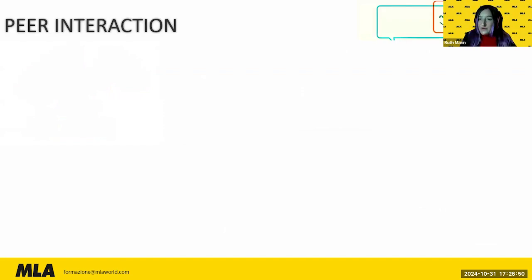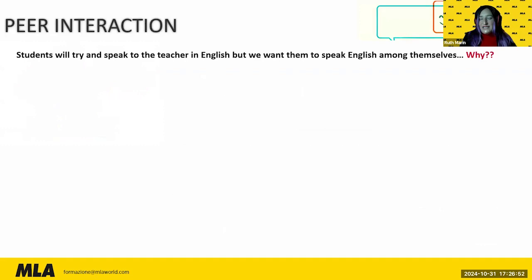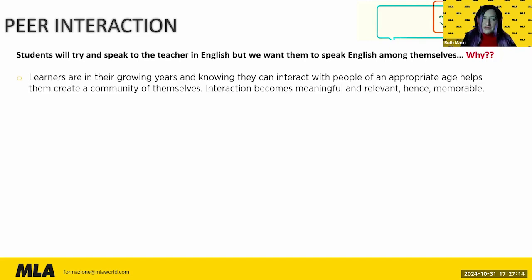What we find out as well, especially when students come from abroad and then we're teaching them, is that they're happy to talk in English to the teacher, but they may be reluctant to talk to their peers in English. And we do want to encourage this communication. We don't want students to talk to us in English. We want them to talk to each other in English. Why do we want this? Why is peer interaction so important?